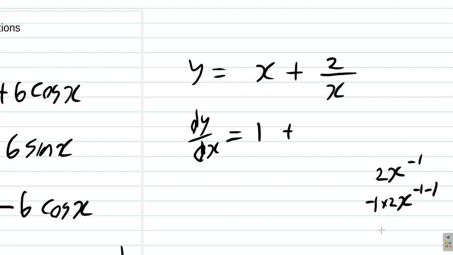So what it is, really, is negative 2x to the negative 2. And the thing is, negative 2x to the negative 2 is negative 2 over x squared. Right? So you could just write this as 1 minus 2 divided by x squared. You see that? Now, here, let us fix this up.